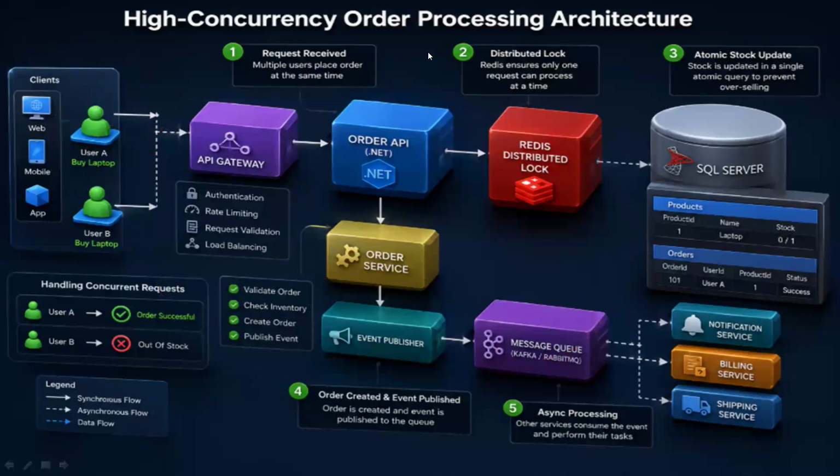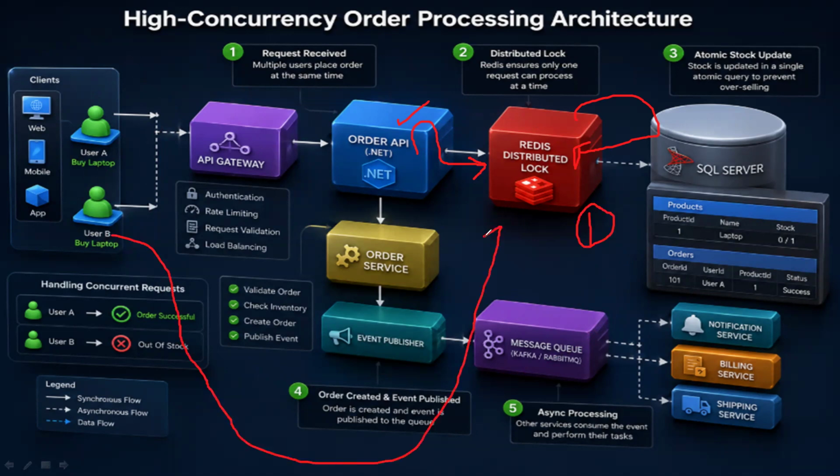So we have cleared up what an API is. We'll discuss the 6 principles. Next, this REST API will send a request to a distributed lock. This distributed lock will get the data of how many products are available. It says only one product is available. That product will be locked. If a second user sends a request from a different system to this distributed system, it says it is already locked, so don't go to the SQL.